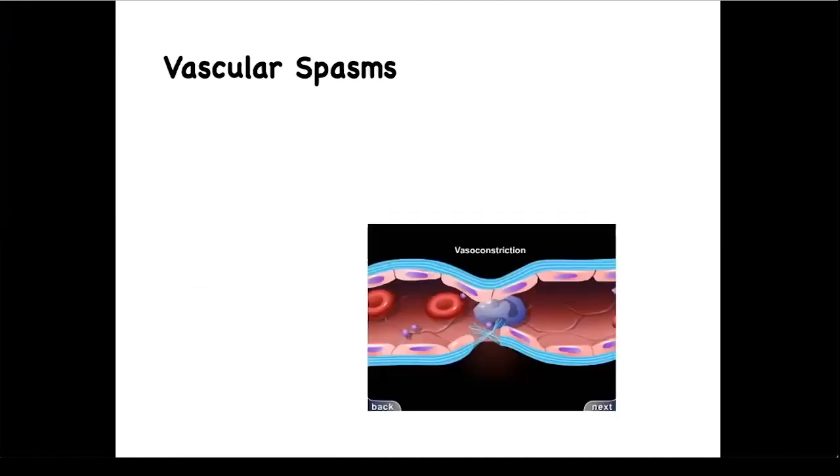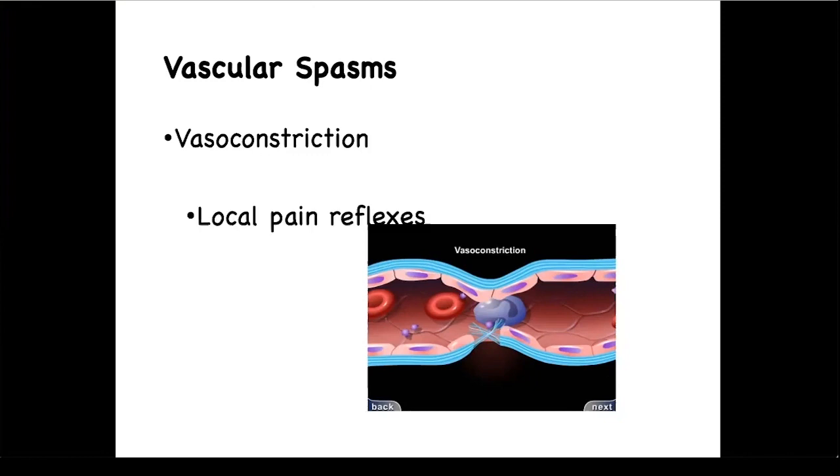Let's start with vascular spasms. Vascular refers to blood vessels, and spasms refer to muscle contraction. Smooth muscles in the tunica media contract. This helps decrease blood loss. This is called vasoconstriction. There are three stimuli that will bring about muscle contraction.